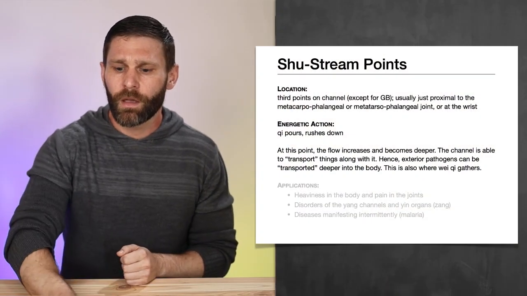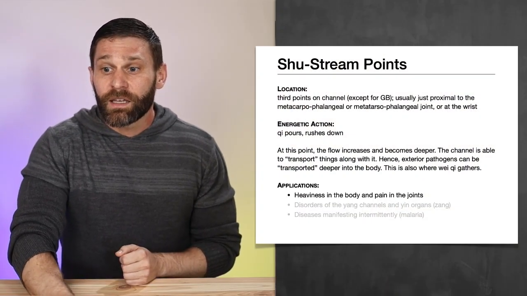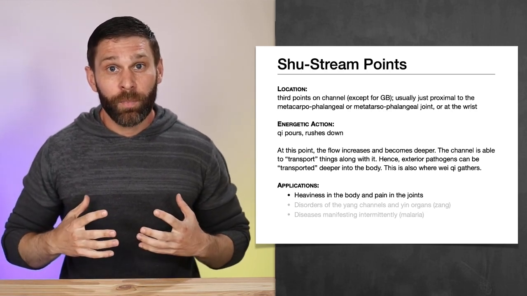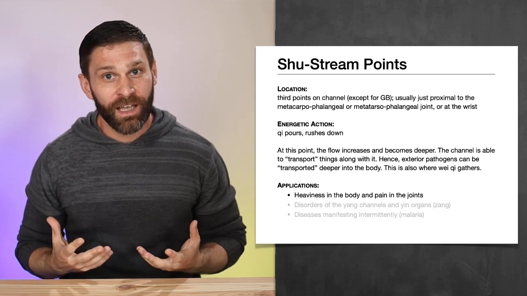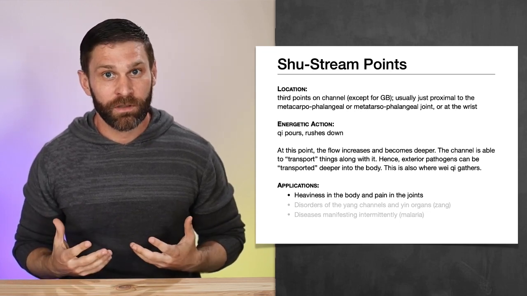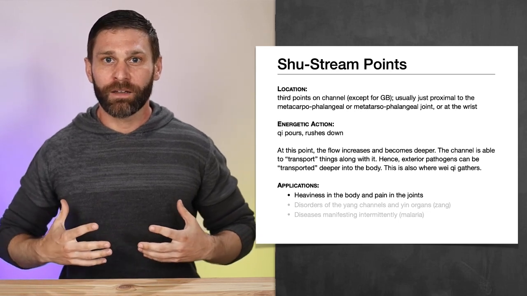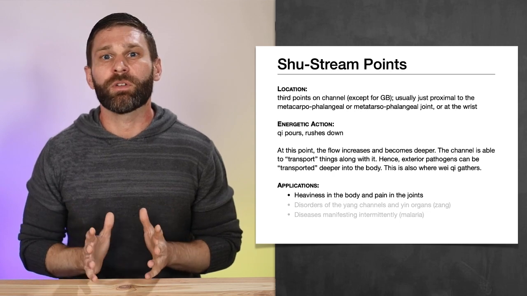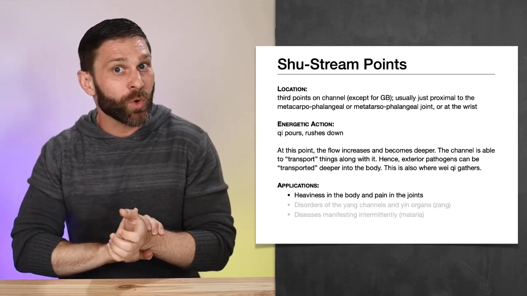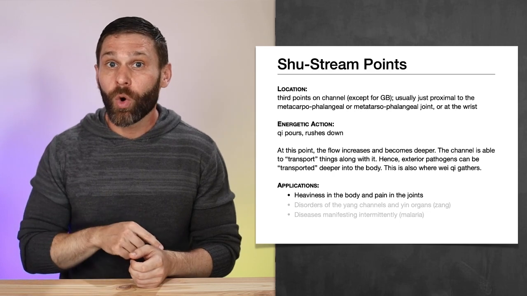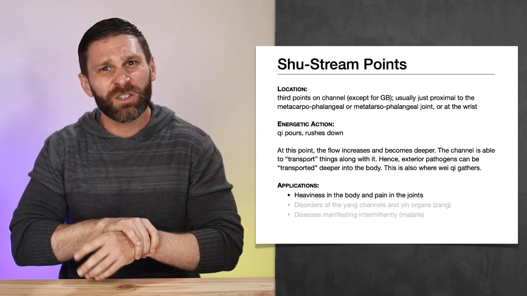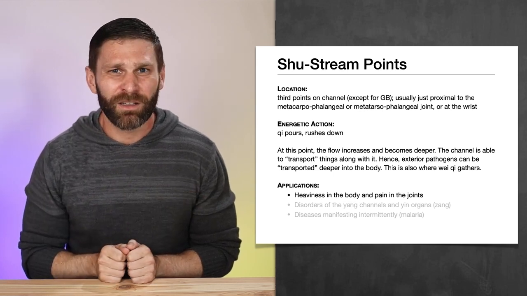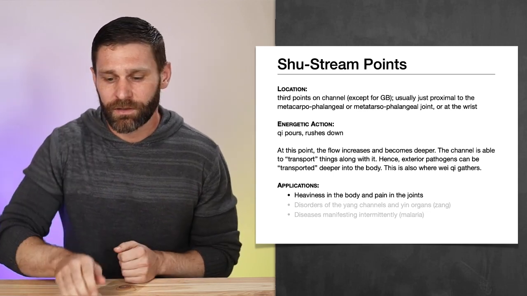What we do want to say is that the Shu-Stream points treat heaviness in the body and pain in the joints. So what does that sound like? That sounds like dampness. When a person has dampness, their body feels heavy. Pain in the joints, maybe you haven't heard of this, but we have a thing called Bi syndrome, which is like arthritis type pain. And that's a wind, cold, damp pathogen in the joints causing pain in the joints. So when you see heaviness in the body and pain in the joints, that's like dampness for Shu-Stream points.